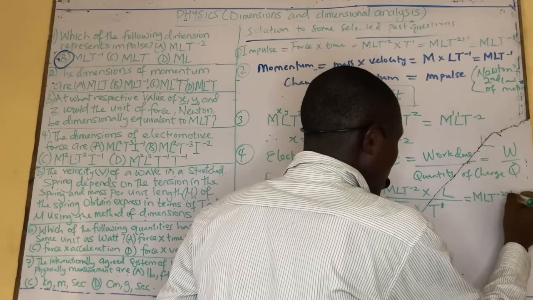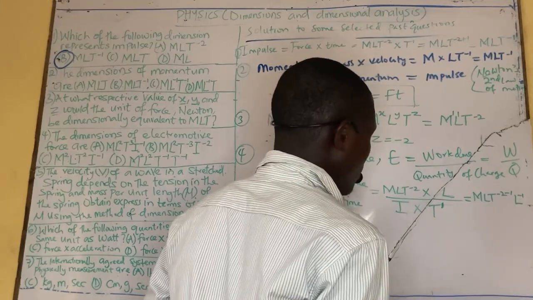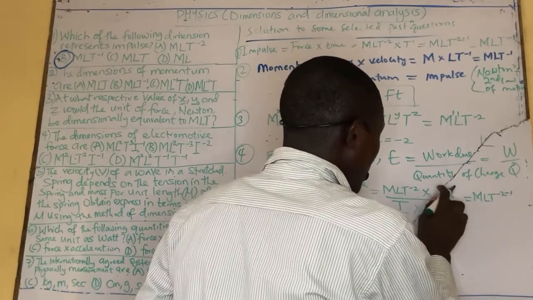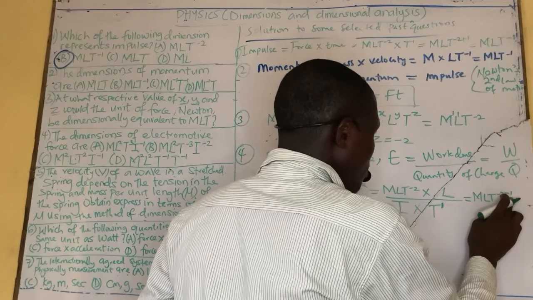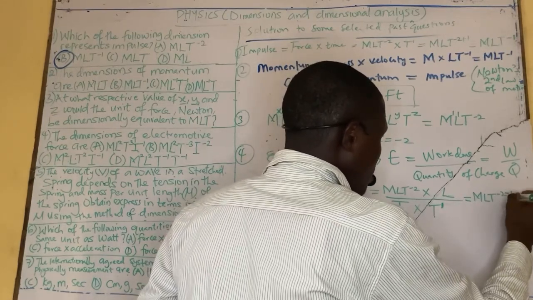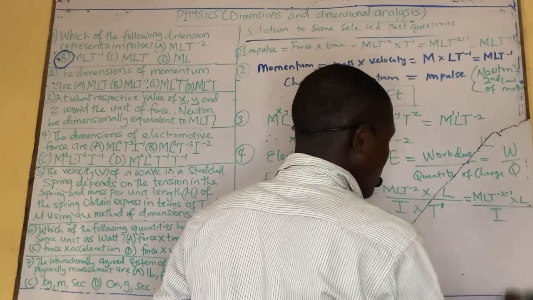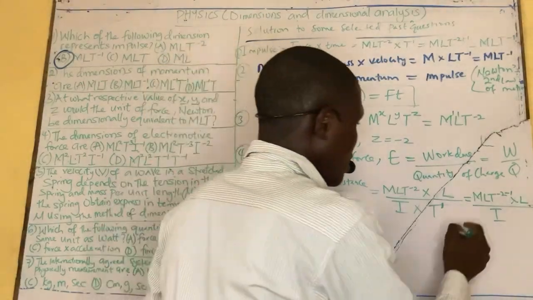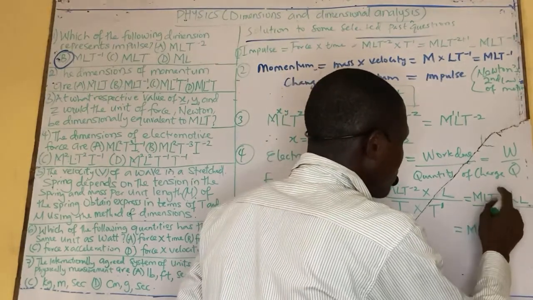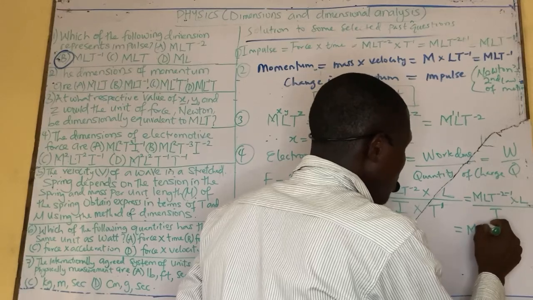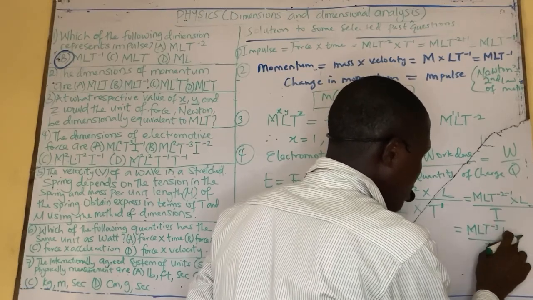So we have M L T to the power minus 2 minus 1, and we still have L here, all over I. Let me take it one by one so that it will not be confusing. I just took this one now. It's going to be M, then L per T cubed times L, all over I.